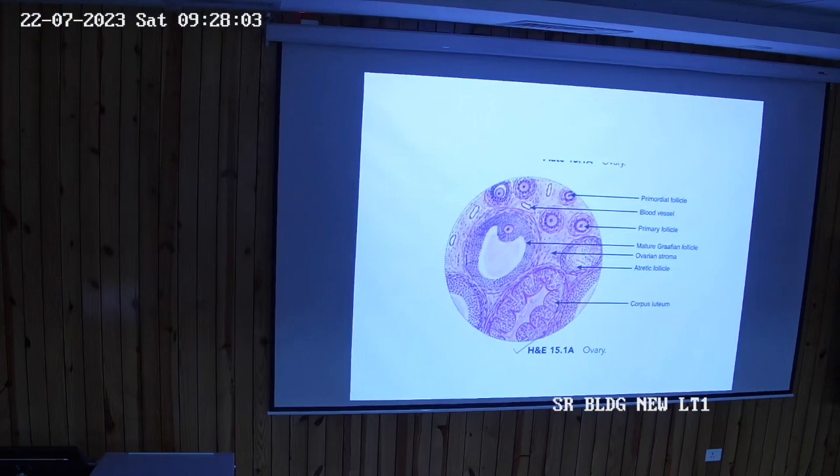This corpus luteum depends on its activity. If the released ovum is fertilized, then the corpus luteum persists for 4 to 5 months, and that is called the corpus luteum of pregnancy. If the ovum is not fertilized, then the corpus luteum works for 10 to 15 days.